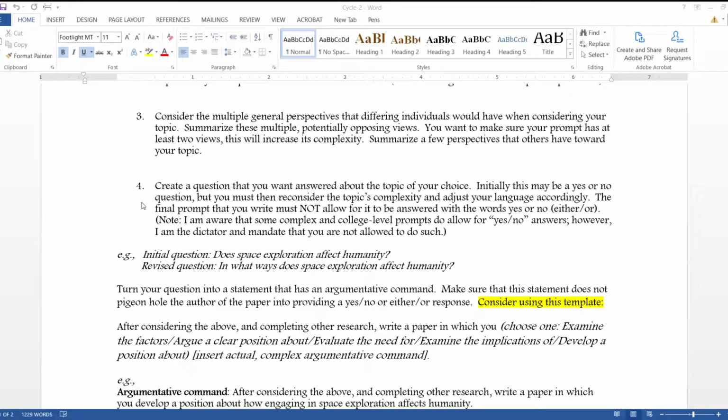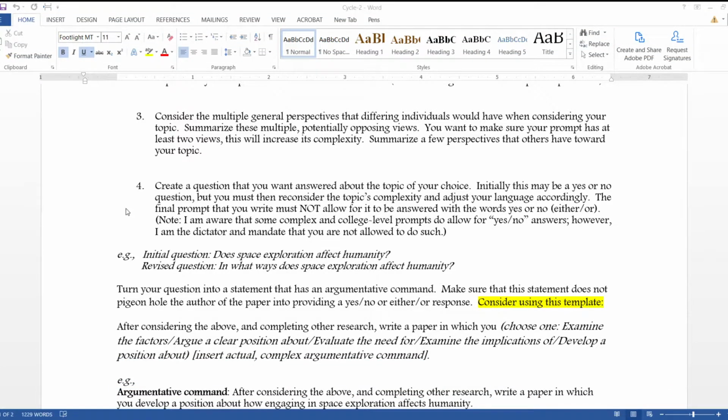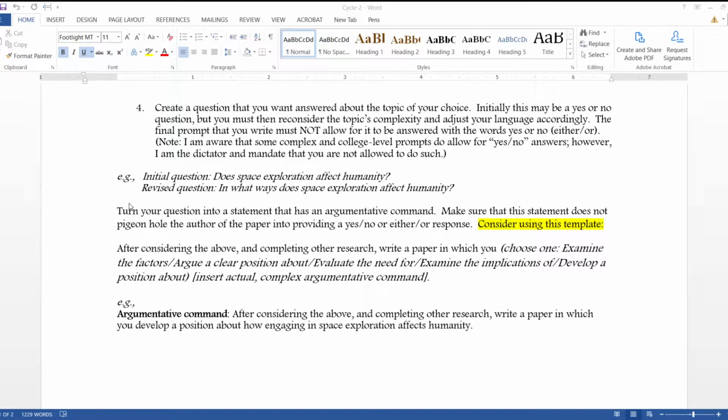So when you create this prompt, I want to point out that your final prompt, the final command that you are giving yourself when you write, must not allow for it to be answered with the words yes or no or in an either or format. You cannot do that. So let's just look at this example here to see how this works. Let's pretend that I wanted to talk about space exploration in my paper. That's what I was going to do. And I created this initial question that says, does space exploration affect humanity? Well, the answer is yes.